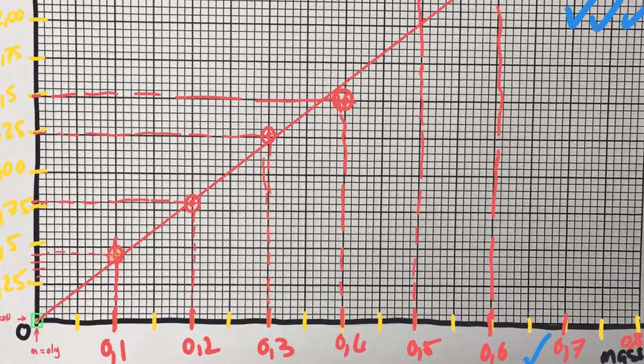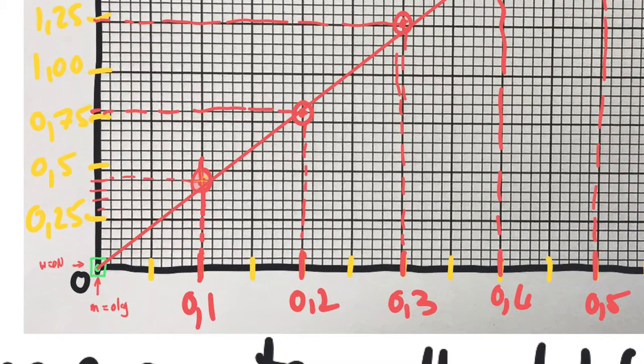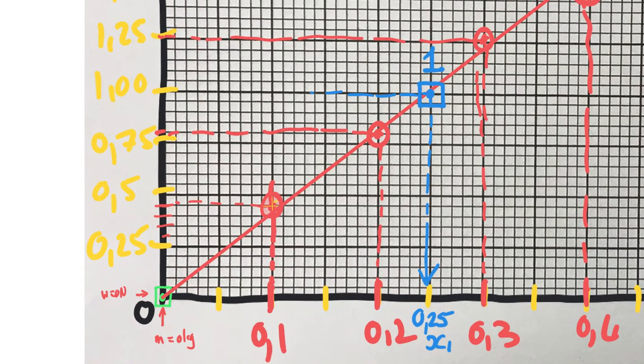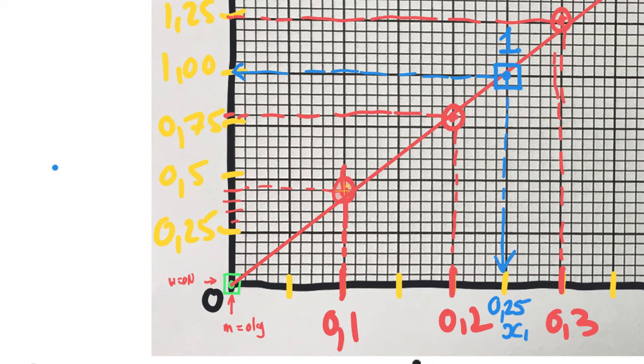So I'm going to choose, you could choose different points, but I'm going to choose points where I can clearly see what the value is. I'm going to choose this point here and draw a square around it because it was not an original data point. I'm going to call this point 1. If I go down and look at the x value, this is 0,25, so this is going to be x1. If I go to the left to the y-axis, that is going to be 1 and that's going to be y1. So y1 equals 1 and x1 equals 0,25.